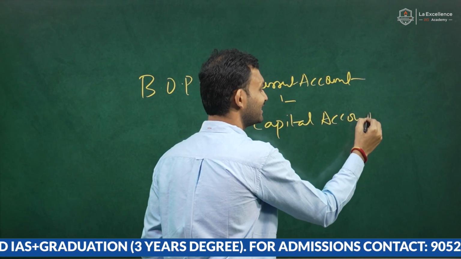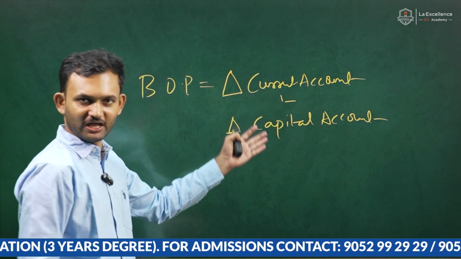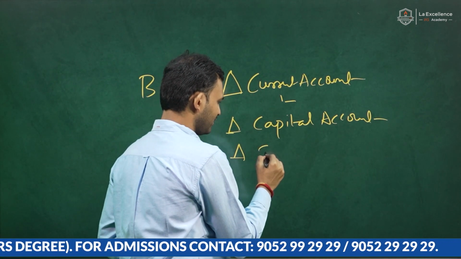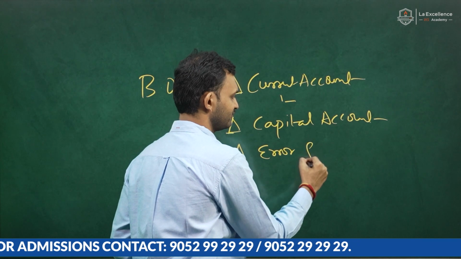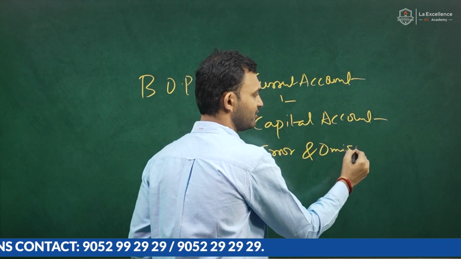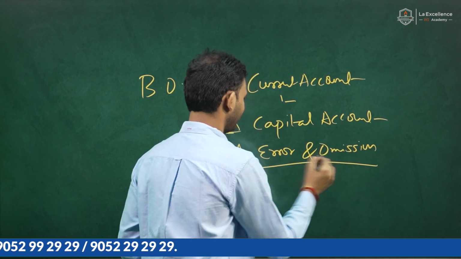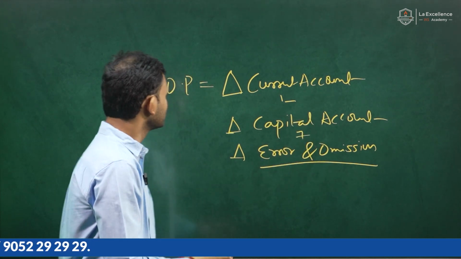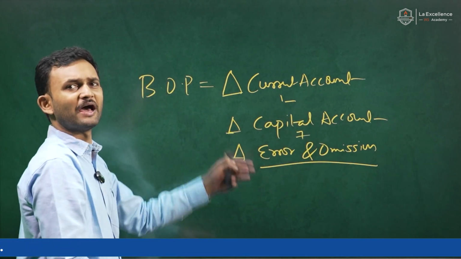So this net part, if any errors and omissions are left, I mean, if there is any rounding of errors or some kind of errors left, then you can add this as well. So the net of this would form balance of payment.